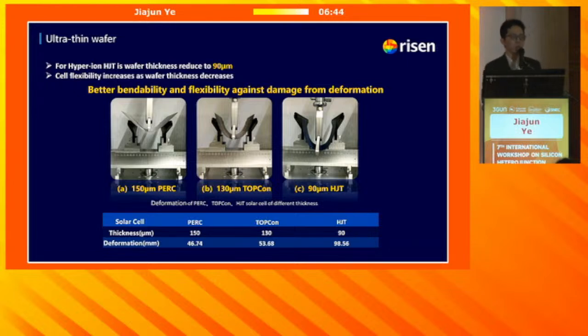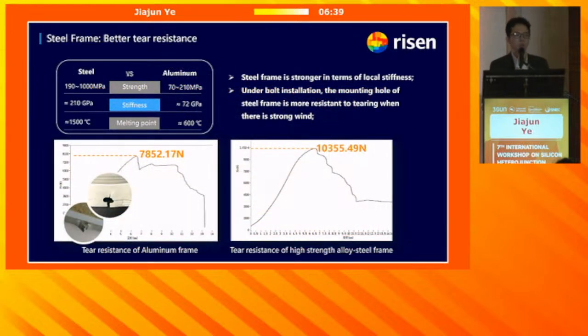snow load, and also wind load. To improve resistance against snow load and high wind load, we also introduced our own patented steel frame, which we redesigned from the aluminum frame with steel material, but stuck to the same design. By switching from aluminum to steel, we greatly improve the tear resistance in the mounting hole. We know that for some fixed structure installations, people are using mounting hole installation, the bolt installation, and the mounting hole is the most fragile part in the module.